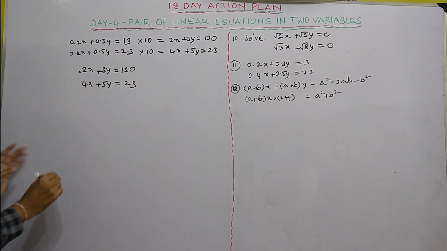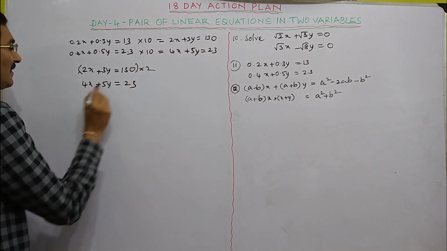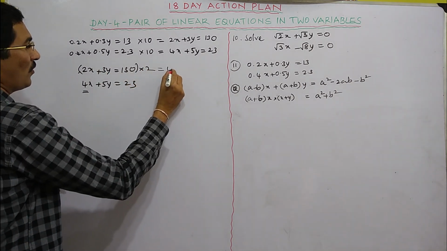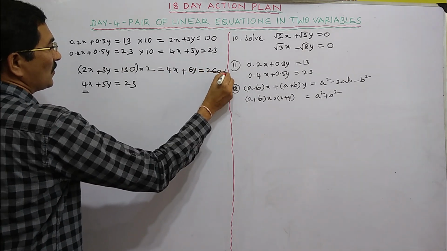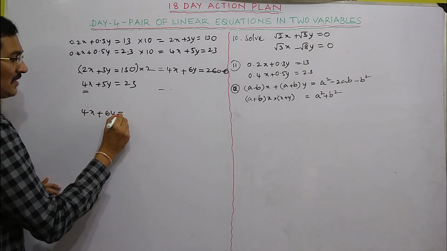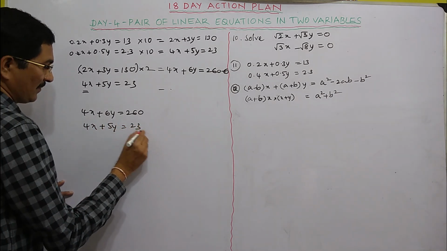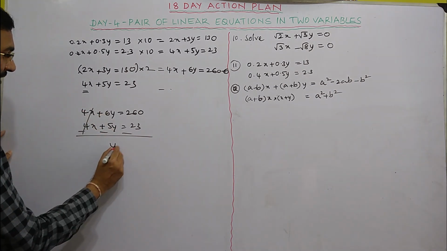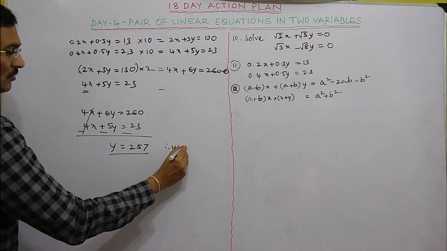Now these two coefficients are not the same. So what can we do? If I multiply the first equation by 2, you will get the same coefficient. So that will do. So this becomes 2 into 2 is 4x plus 2 into 3 is 6y is equal to 26. So this is equation number 1, this is equation number 2. We will solve them. So 4x plus 6y is equal to 26. 4x plus 5y is equal to 23. Now subtracting, this becomes y is equal to 3. Therefore y is equal to 3.